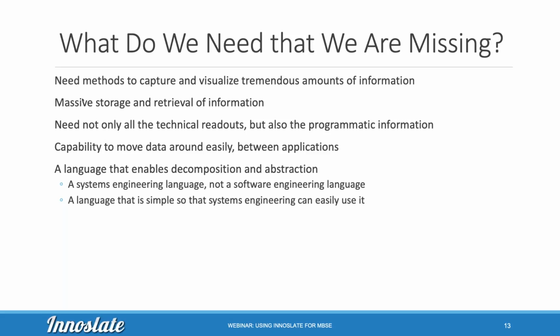And of course, we also need a language that has decomposition and abstraction. In fact, I think we need a systems engineering language, not a software engineering language. It's very different. Even though they both start with an S and an E, they are very different in how you look at things and how you do things and how you respond to things. And they need to be, because systems engineering has to optimize not only software, but also all the other disciplines.